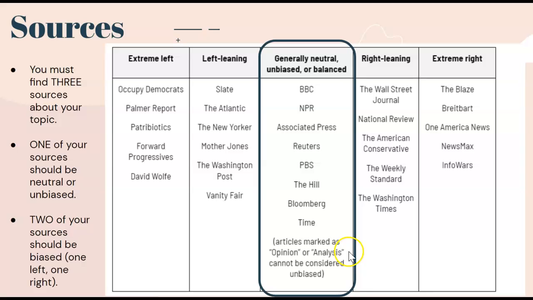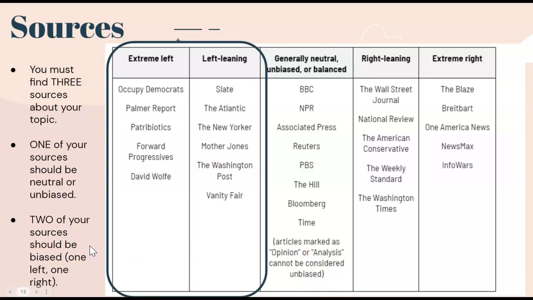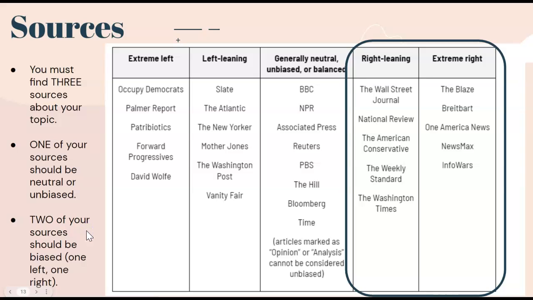So for example, looking for unbiased or balanced sources, you'll want to check sources such as Time, Bloomberg, The Hill, PBS, Reuters, Associated Press, NPR, or BBC. These sources generally are reliable and provide information that is balanced. For your left-leaning source, you'll want to pick something from one of these columns. These sources are a little bit left-leaning, these are extreme. Similarly, for your right-leaning source, you'll want to pick from one of these 2 columns. These are slightly right-leaning, and these are extremely right-leaning.